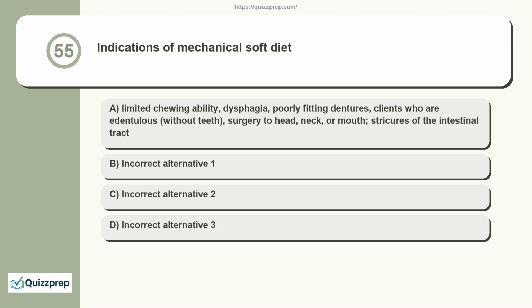Question 55. Indications of mechanical soft diet. Limited chewing ability, dysphagia, poorly fitting dentures, clients who are edentulous, without teeth, surgery to head, neck, or mouth, strictures of the intestinal tract.